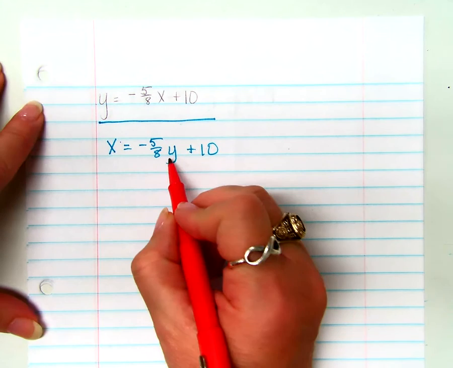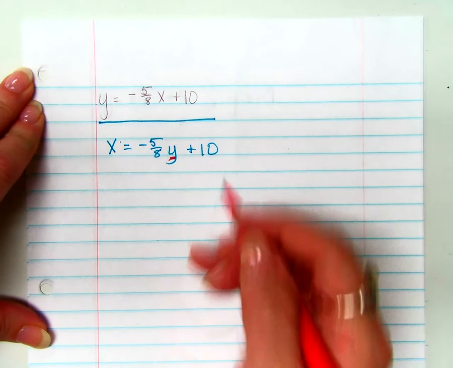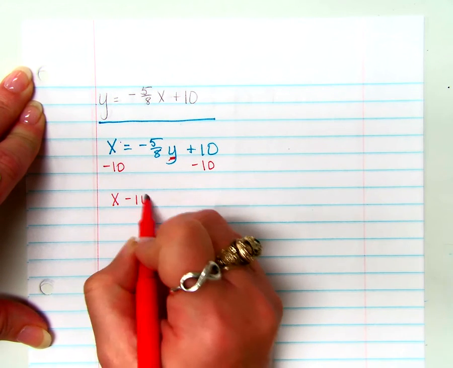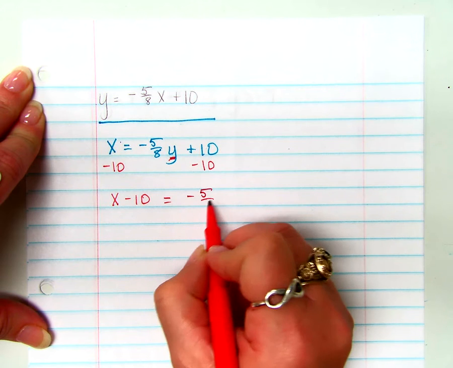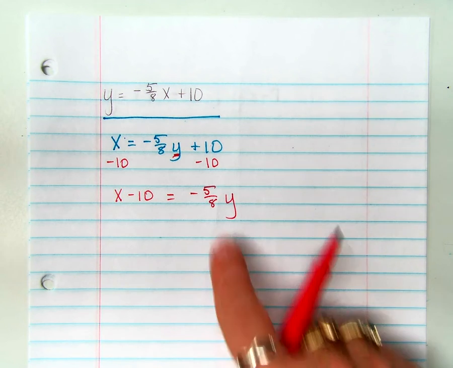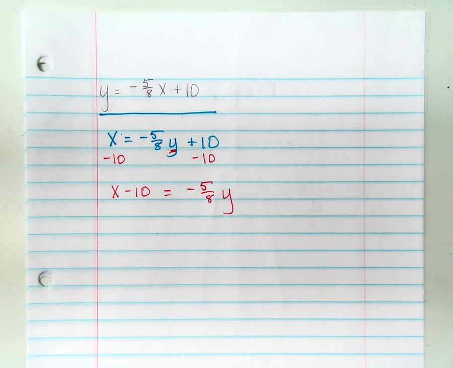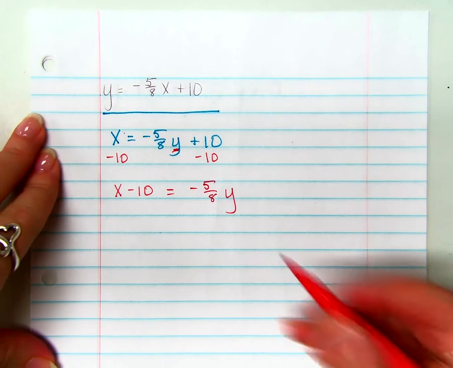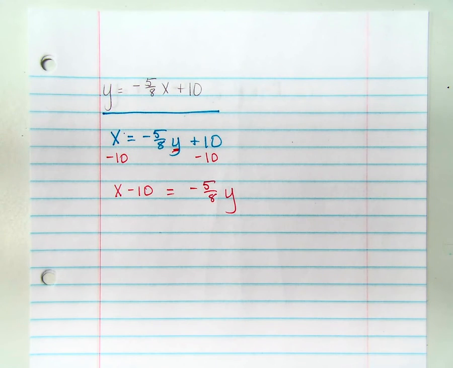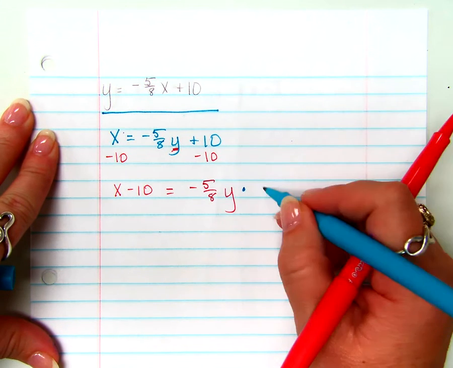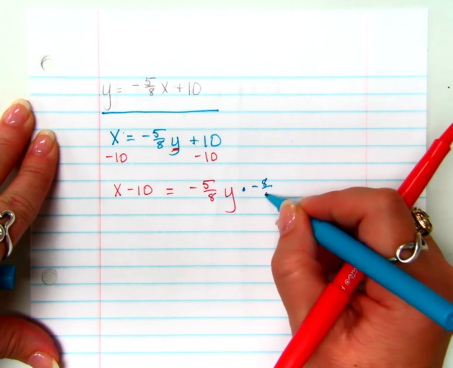Okay? Now if I'm going to solve for y, I want to get y by itself. So I've got to subtract 10 from both sides. x minus 10 equals negative 5/8 y. Remember that if I have a fraction, I don't really divide by fractions, because that makes a lot of mess. What we want to do is multiply both sides by the reciprocal of that number. Well, the reciprocal of negative 5/8 is negative 8/5.